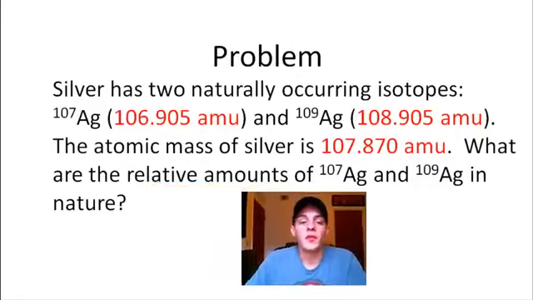The problem says silver has two naturally occurring isotopes: silver 107 with a mass of 106.905 AMU, and silver 109 with a mass of 108.905 AMU. It says that the atomic mass of silver is 107.870 AMU, and it asks what are the relative amounts of silver 107 and silver 109 in nature. In other words, what are the percent abundances of these two isotopes? What are the fractions of those isotopes that exist in nature?